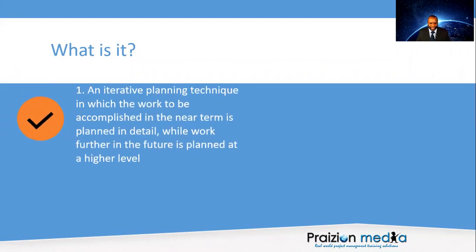An iterative planning technique in which the work to be accomplished in the near term is planned in detail, while the work further in the future is planned at a high level. What do you call that? All right. If you guessed rolling wave planning, you are correct. And rolling wave planning is a form of progressive elaboration.